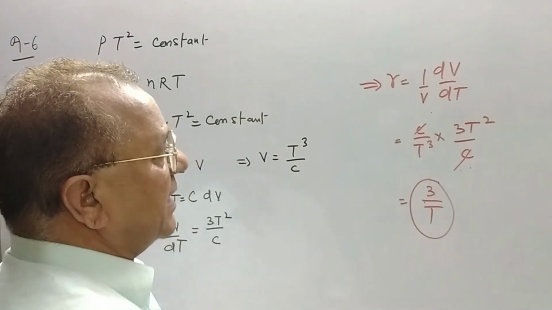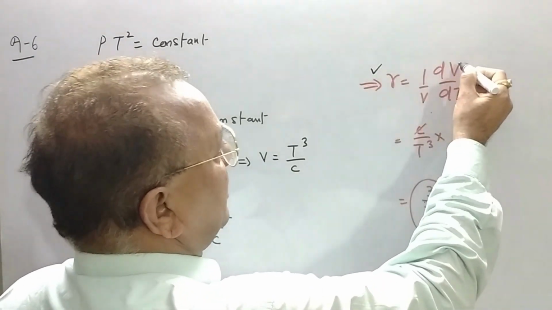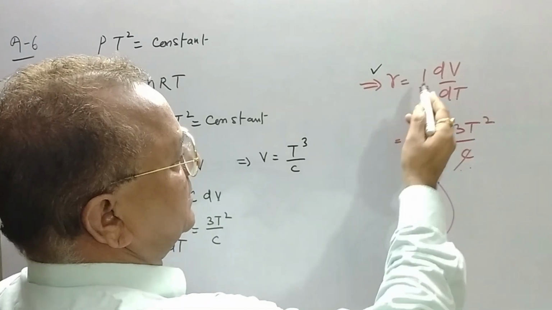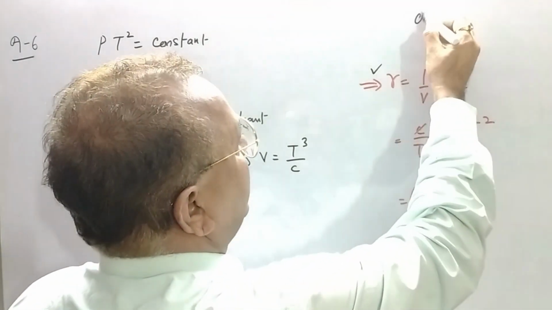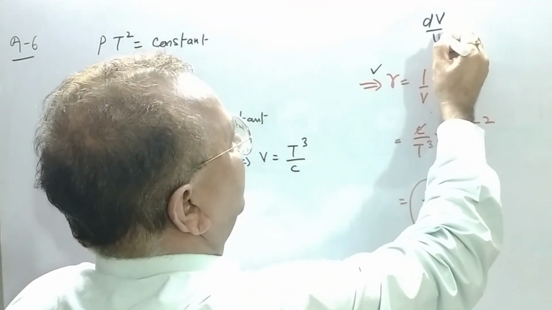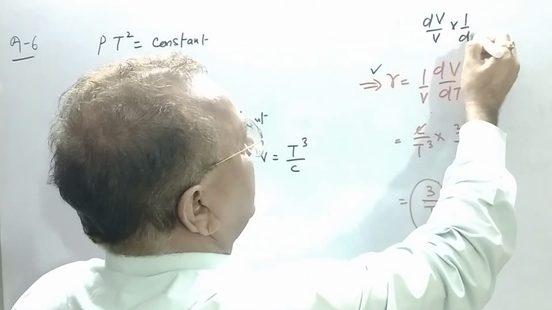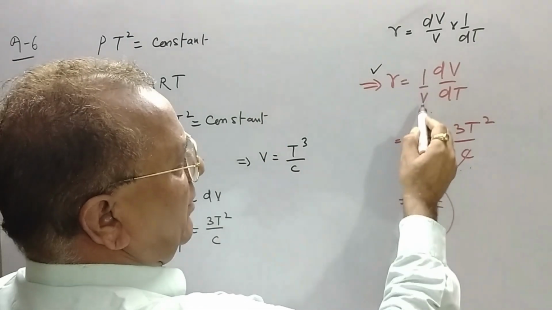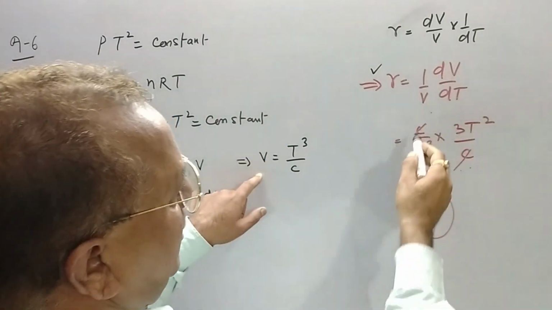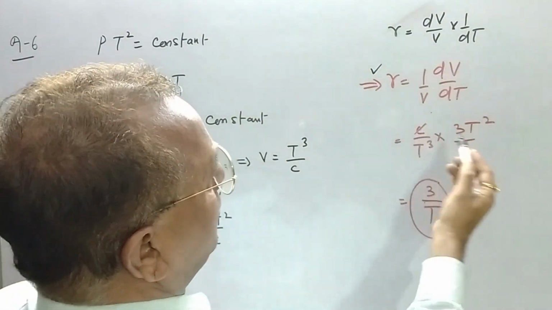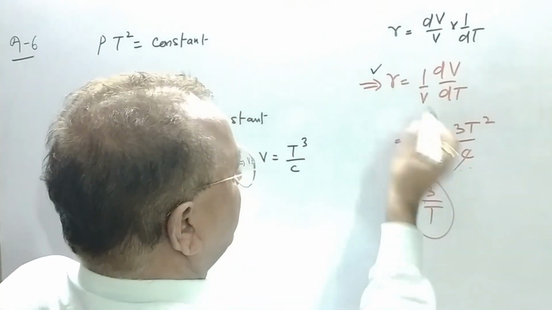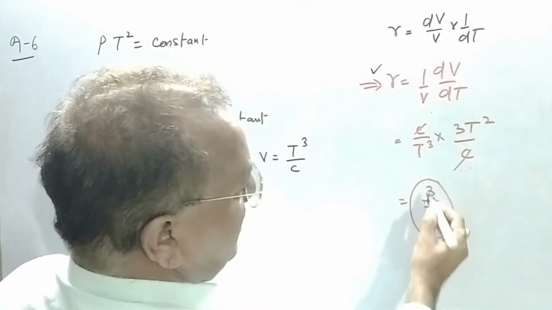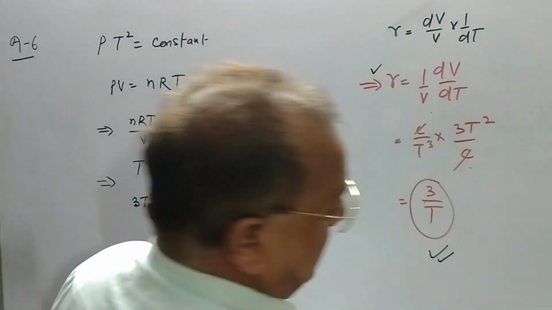You have been asked gamma. Gamma is the relative change of volume per unit rise of temperature. That is delta V by V into 1 by delta T is gamma. So 1 upon V dV by dT. V is T cube by C, so 1 upon V, C you will take in the numerator. C by T cube into 3T square by C. 3 by T is the answer.